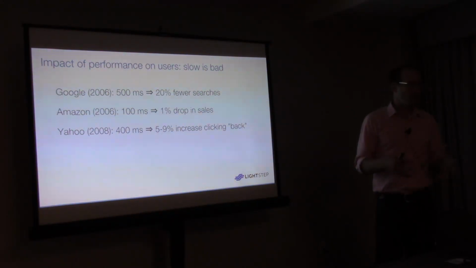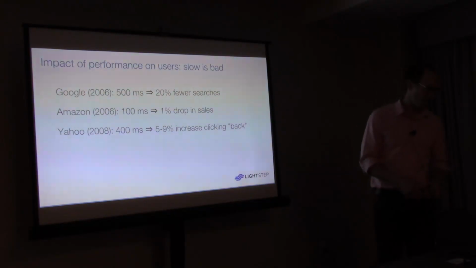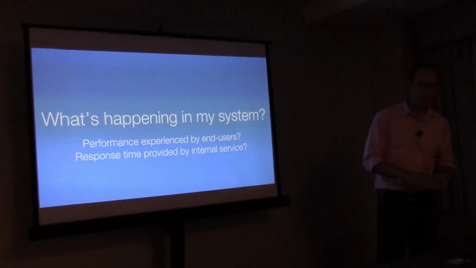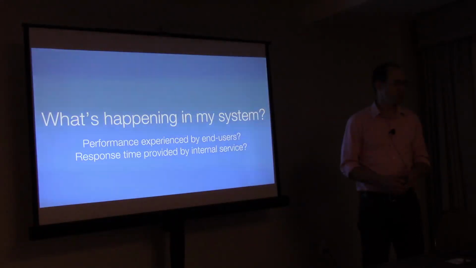And the implementation of those things has changed a lot in the last 10 or so years, from something that might have been a little bit simpler to a much more complicated system. But fundamentally, we're still talking about the same metric. We're still optimizing for the same thing. So what's happening in the system? How do we measure the performance as experienced by users, and then how do we measure what's happening internally?